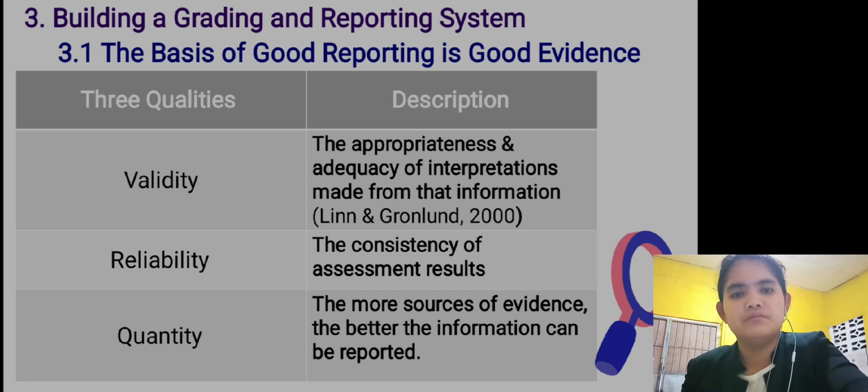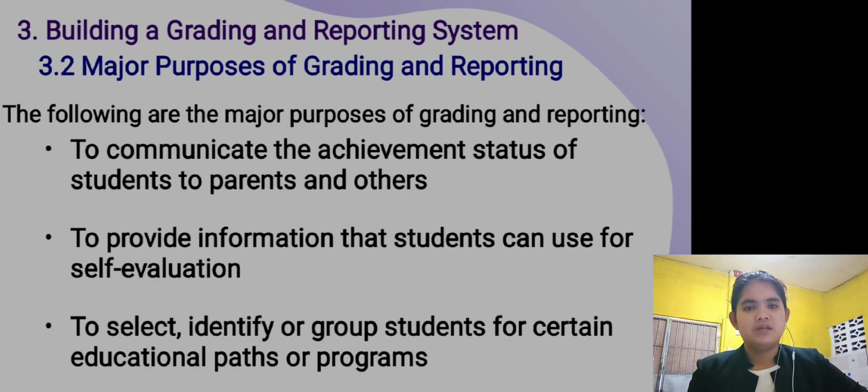Now let's proceed to the major purposes of grading and reporting. There are six major purposes of grading and reporting stated in the book, and these are: first, to communicate the achievement status of students to parents and others.